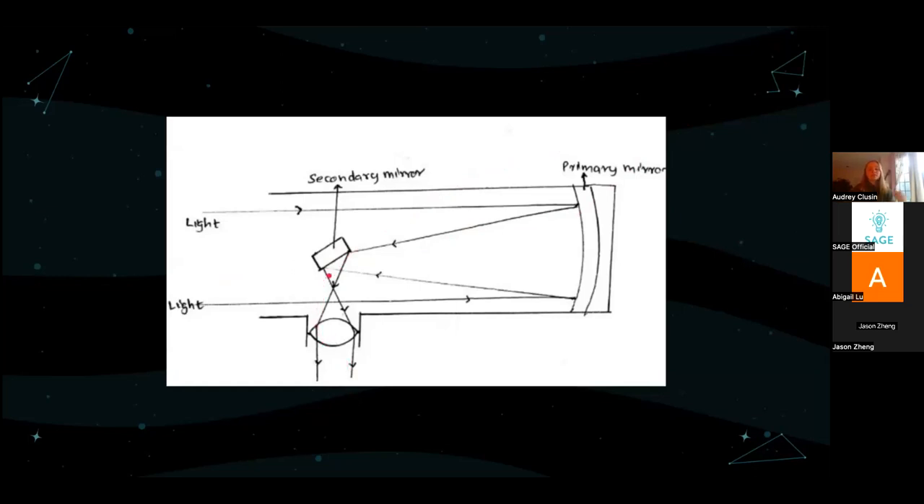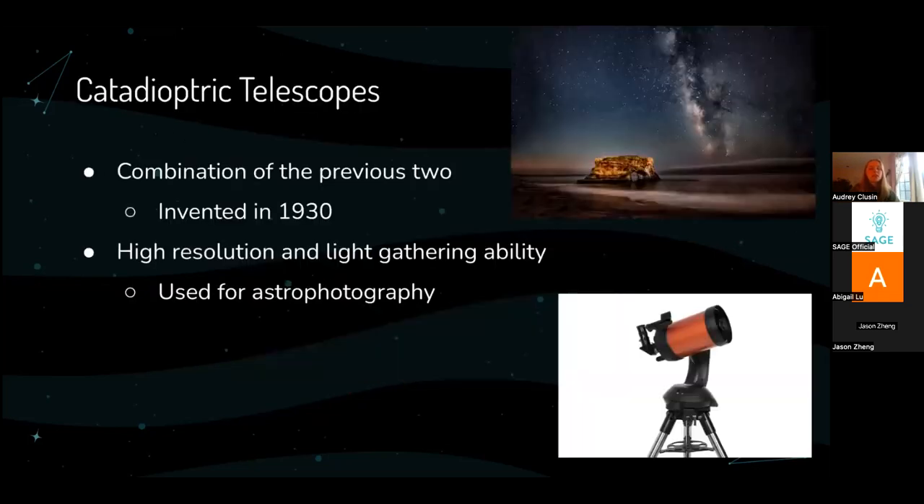In this one, they both have their advantages and disadvantages. And then a catadioptric telescope combines mirrors and refraction, and it was invented in the 1930s. It has a higher resolution and a higher light gathering ability because it combines the two approaches, and apparently it's really good for astrophotography. I don't know as much about this one.